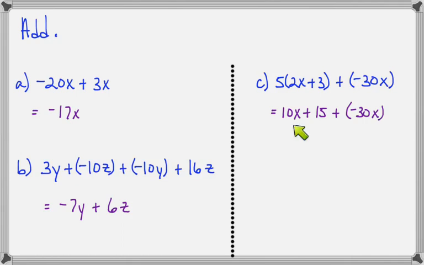And now we're able to combine any like terms. So I have 10x and negative 30x. Together they make negative 20x because the signs are different, so we'll subtract, use the sign of the larger number, which is a negative. So negative 20x plus 15. And that's all we have there. That's all we can do because these two terms are not alike.